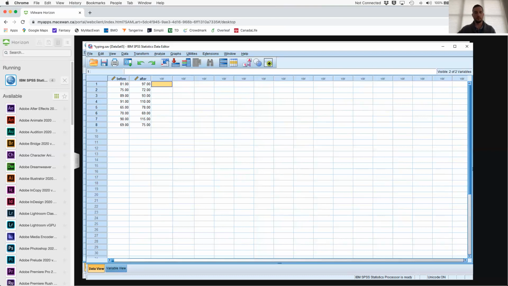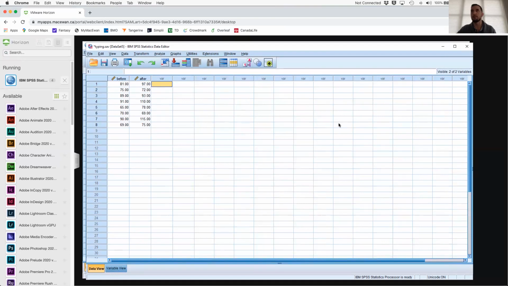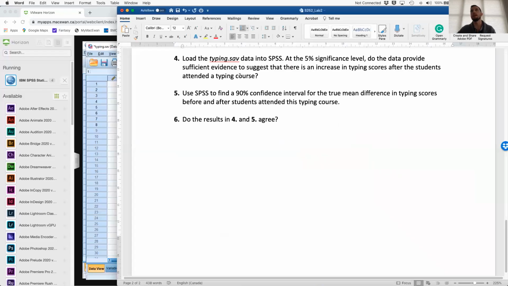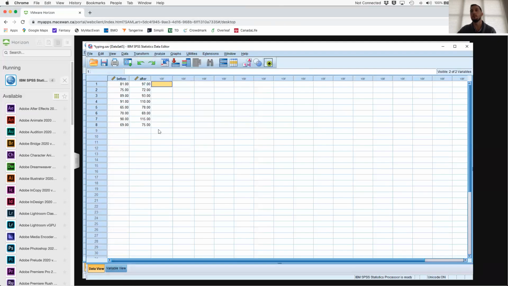All right, but we still would like to answer general questions about the mean difference and compute confidence intervals to estimate the true mean difference. In particular, we're interested in determining if at the 5% significance level, the data provides sufficient evidence to suggest that there is an increase in typing score after the students attended a typing course. So we would like to know, is there evidence that the values in after are greater than the values in before?